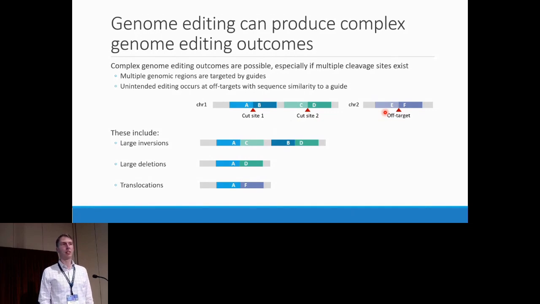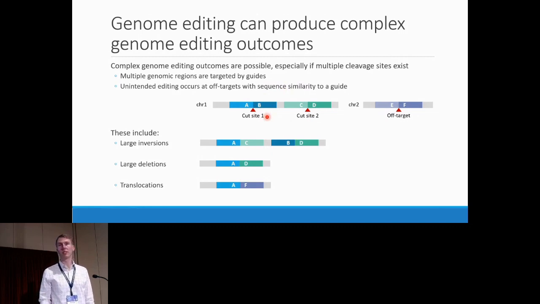I want to point out here that although these complex genome editing outcomes are relatively unpredictable, they can be harnessed by the experimental community. For example, if you'd like to completely delete a gene or an enhancer or a large genomic region, you can do it with this approach. So these aren't necessarily bad. They can also be harnessed by the experimental community.